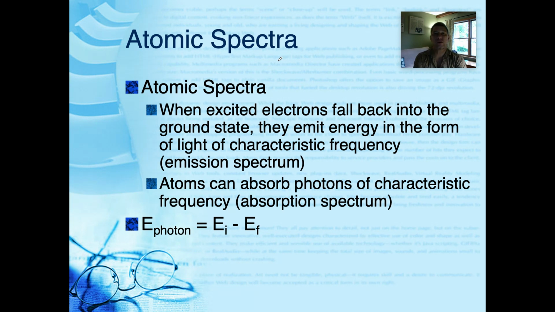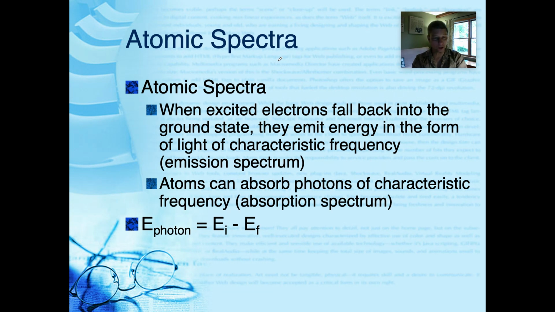Now, I do have to mention that this can also be done with what we call absorption spectrums. If you hit an atom with a very specific color or wavelength of light, it will cause the electrons in that atom to jump to very specific energy levels. And we can measure that as what we call the absorption spectrum.